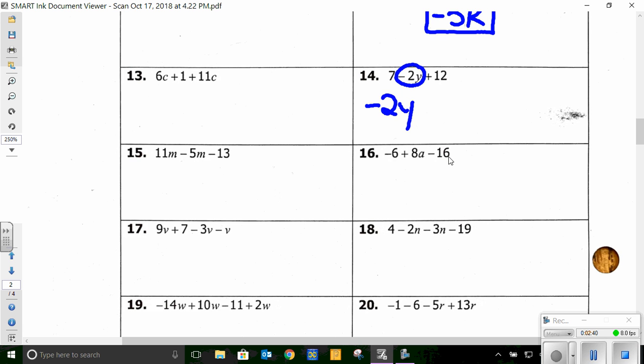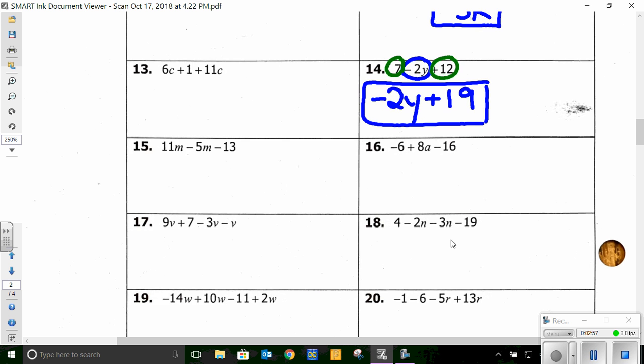Then I have the constants to worry about. So I have a positive 7 and I have a positive 12. Well, that's pretty easy to add together. A positive and a positive is more positive. So that's positive 19. And that there is my answer for that. That is simplified, as simple as it gets.